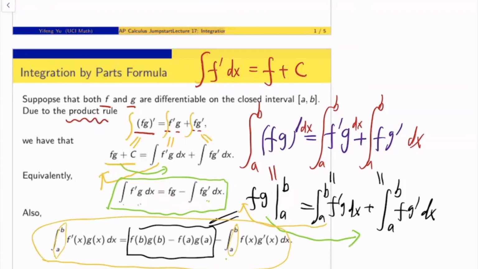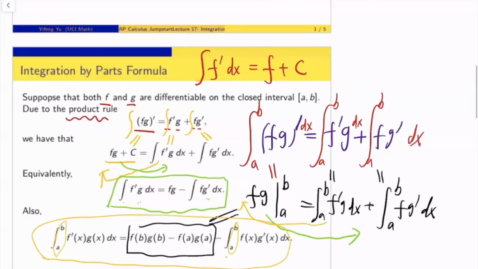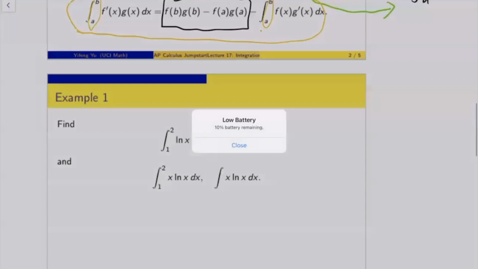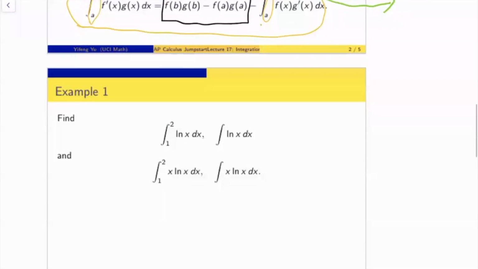Now let's apply this formula. The first example we look at: we want to calculate the integral from 1 to 2 of log x dx. At this point, we're not so clear what the antiderivative of log x is. So how should we use this?